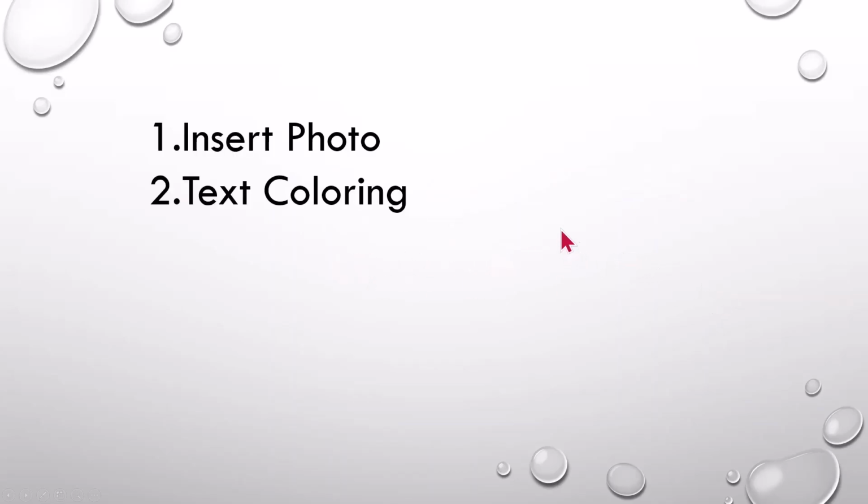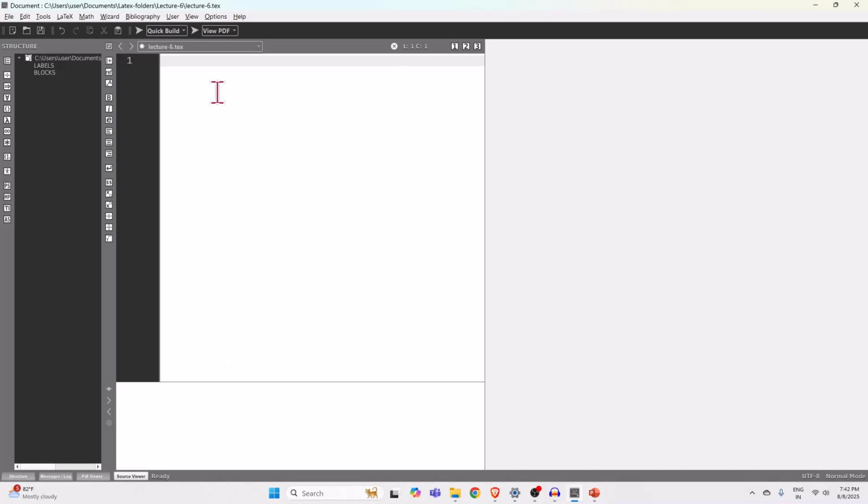So in this lecture we are going to learn two things. One is how to insert a photo in LaTeX and how to get colored text. Okay, so let's start. First of all, I need to create a file with the .tex extension. I have created a file with the name lecture6.tex.